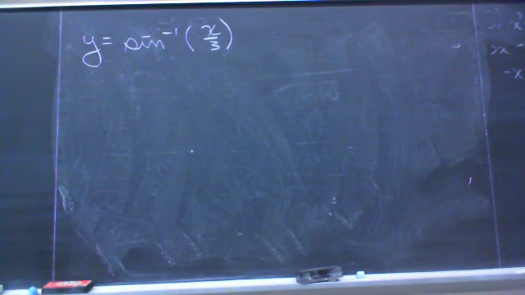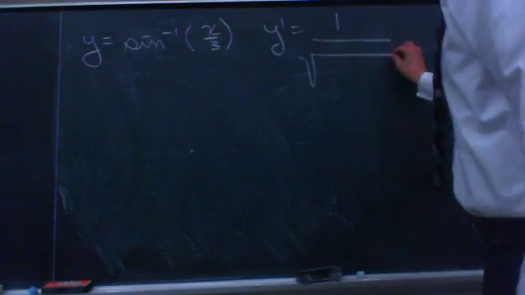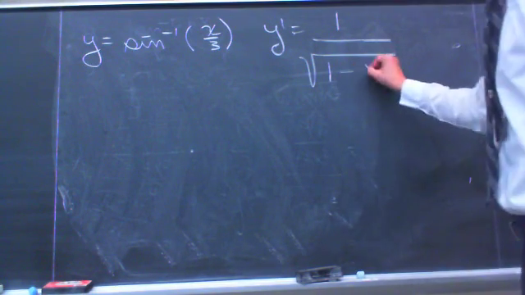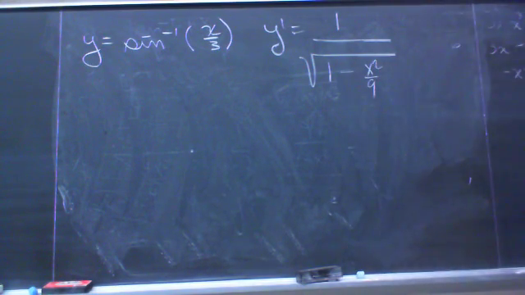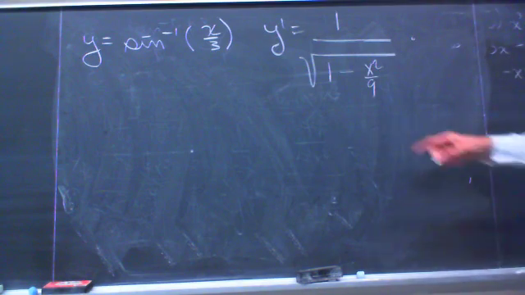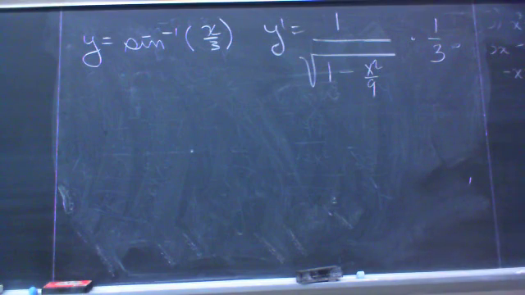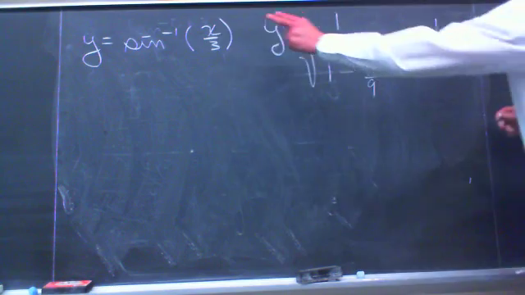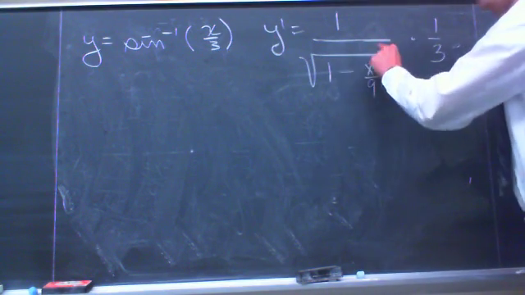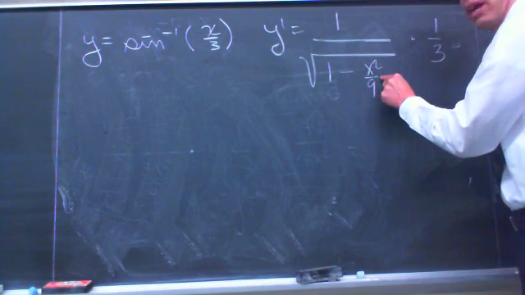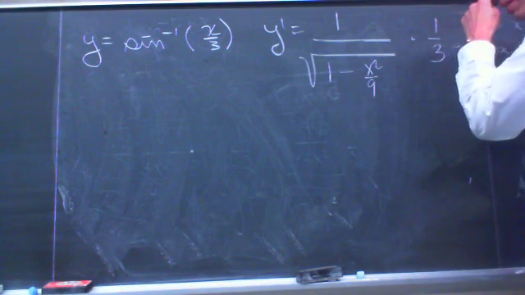Okay, so then y prime is 1 over the square root of 1 minus the inside stuff squared, which is x over what? Times the derivative of the inside. That is just 1/3 x, and that becomes what? So what's the first issue? Knowing the rule. You've got to know the rule that for sine inverse, it's 1 over the square root of 1 minus the inside stuff squared times the derivative of the inside.